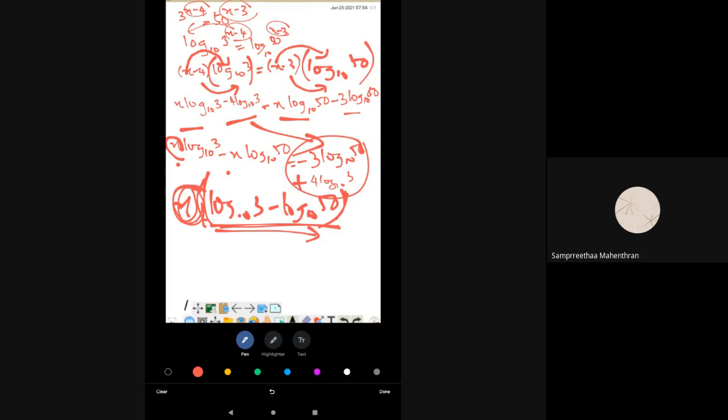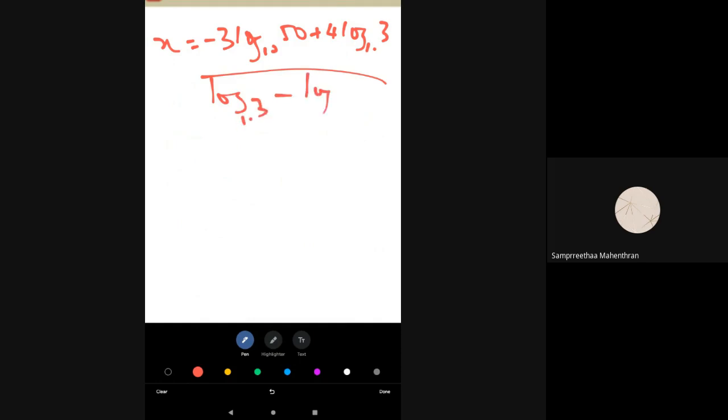So, next. The left side will be x. Then the right side will be negative 3 log 10 50 plus 4 log 10 3 over, okay, what we brought from the left side, log 10 3 minus log 10 50.